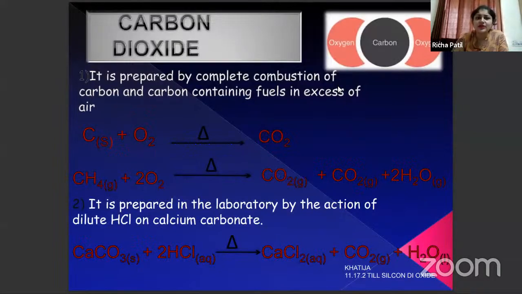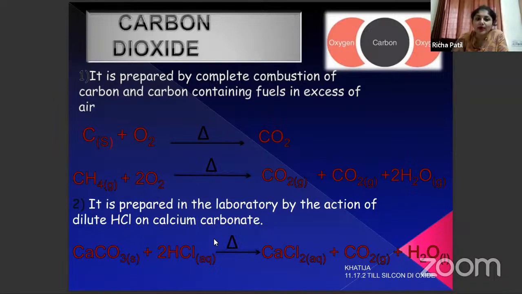Next, we'll see carbon dioxide. How is it prepared? It is prepared by complete combustion of carbon and carbon containing fuels in excess of air. So carbon plus oxygen, O2, when you heat it, you get carbon dioxide. Or methane, which is a hydrocarbon. When you do complete combustion, methane plus O2, you get carbon dioxide plus water.